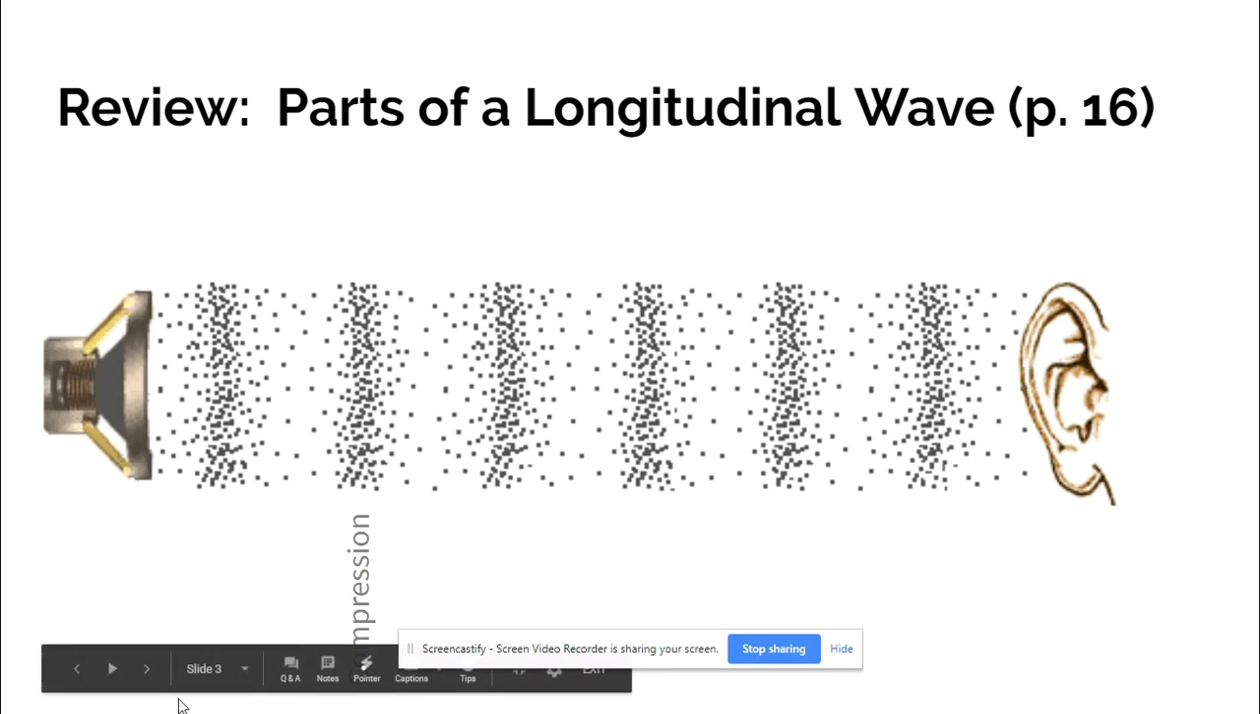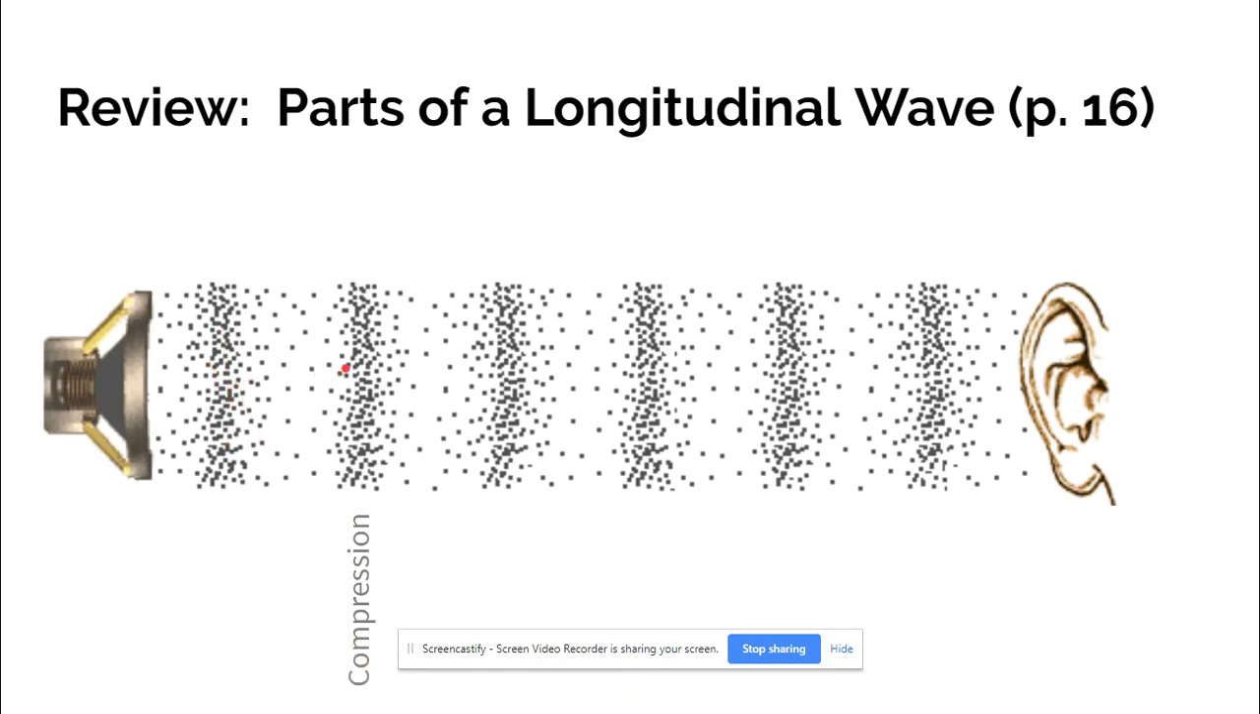And just by looking at this one, I can see that this one has several compressions. One right there. It's got one right there. It's got one right there. It also has rarefactions. Rarefactions are right here, or right here.